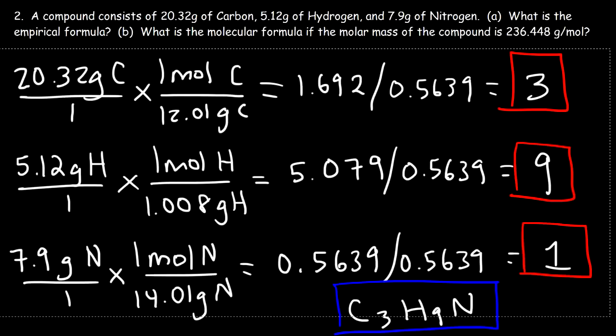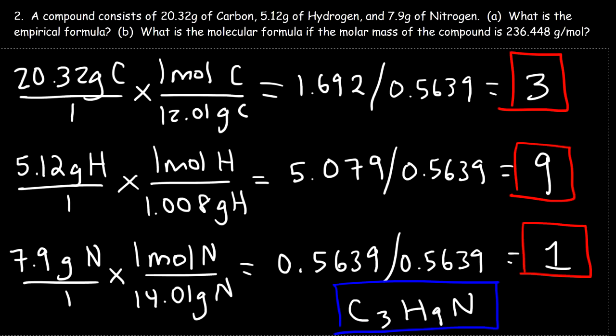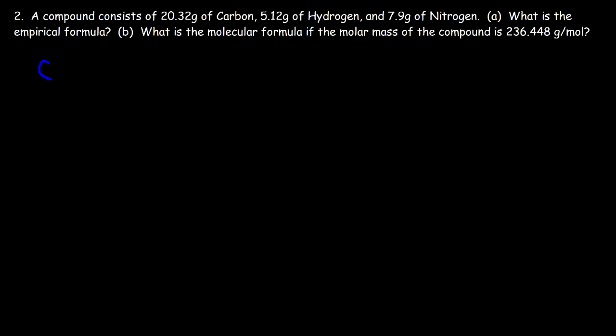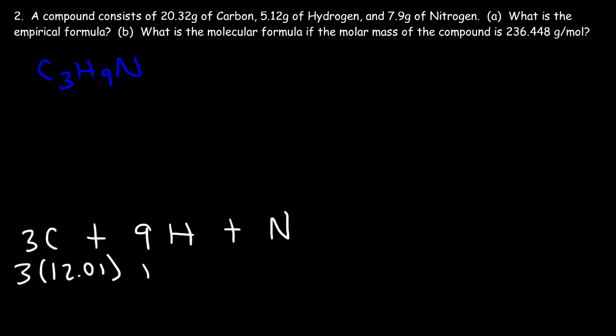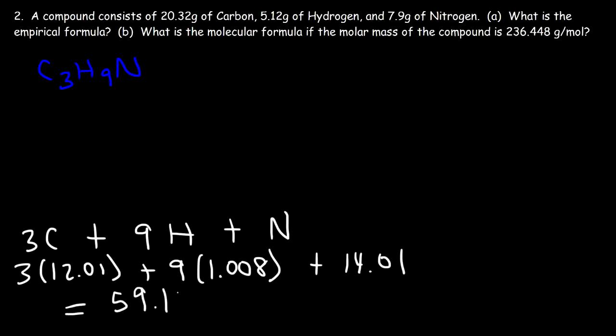Now, let's find the molecular formula. To do that, we got to find the molar mass of the empirical formula first. So we have 3 carbon atoms, 9 hydrogen atoms, 1 nitrogen atom. Now let's add up the numbers that we see here. So this adds up to 59.112. So that's the molar mass of the empirical formula.